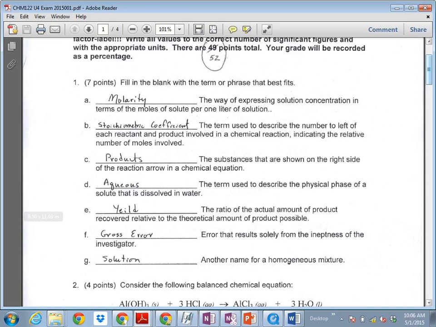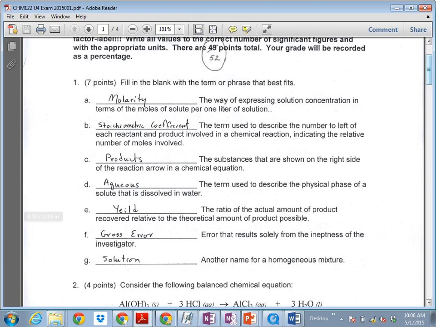Aqueous is the term we use to describe something that's dissolved in water. Yield, I believe is it EI or IE? I can't remember. But yield or percent yield is the ratio of what you actually got to what you thought you should get. Gross error is an error that is associated with somebody's ineptness. And solution is another name for a homogeneous mixture that we talked about in Unit 4.